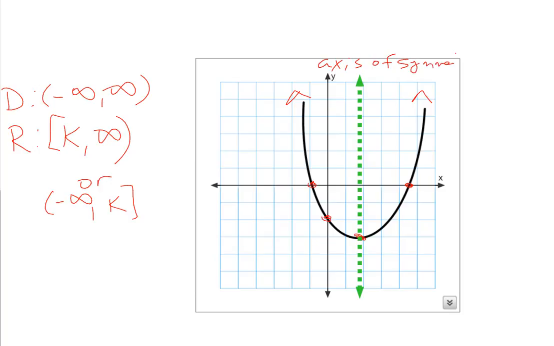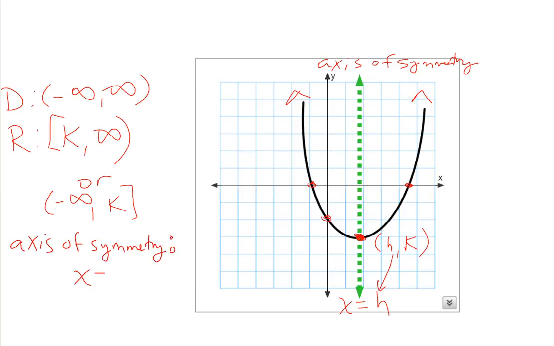Okay? And the axis of symmetry will always be a vertical line. Well, because it's a vertical line, I know that all vertical line equations start with the letter x, and that has to equal some number over here. Well, it makes sense that because it has to pass through this vertex, if this vertex is (h, k), doesn't it make sense that the axis of symmetry should be the line x equals h? So I know that my axis of symmetry will always be the vertical line x equals h. Okay?